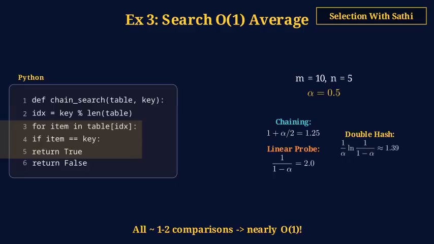For double hashing, it is (1/alpha) times ln(1/(1 minus alpha)), about 1.39. All methods give roughly 1 to 2 comparisons. This is essentially constant time lookup.